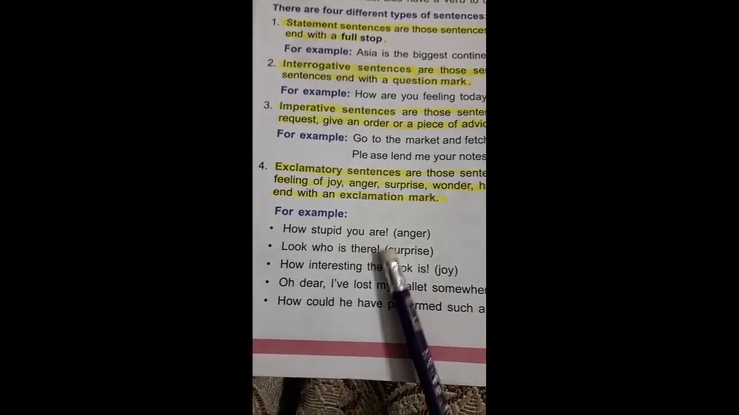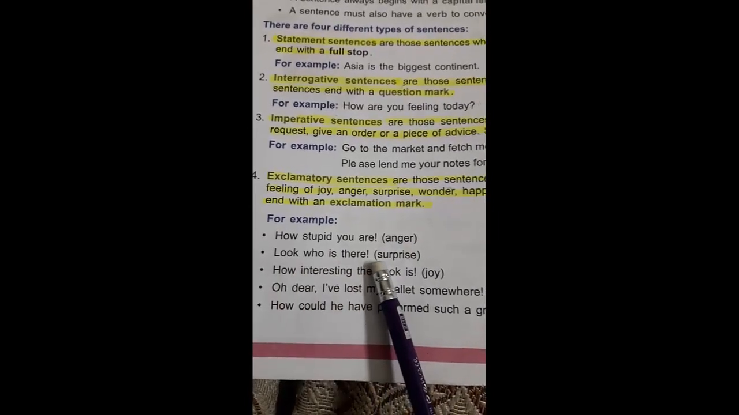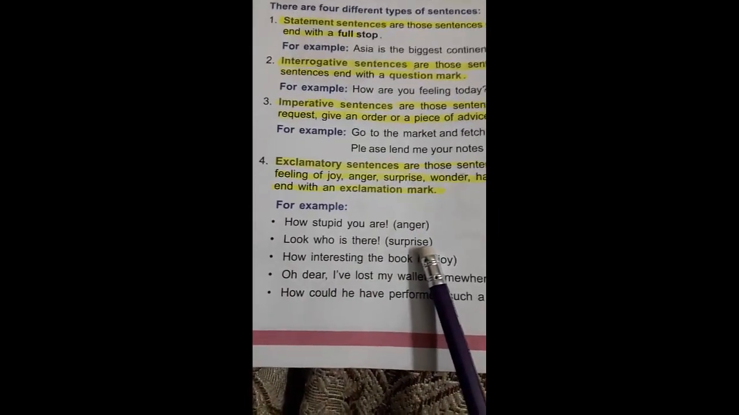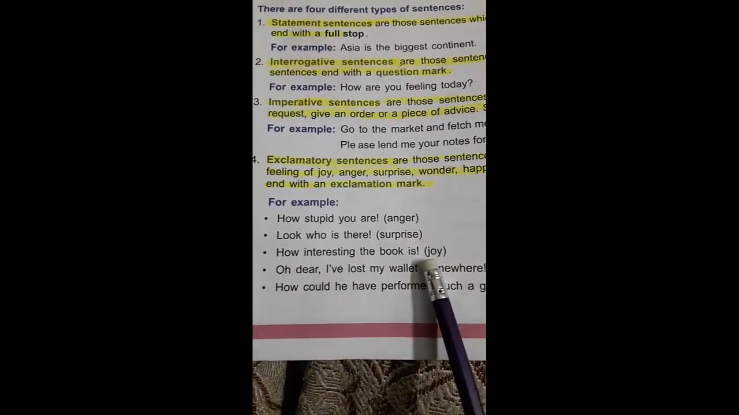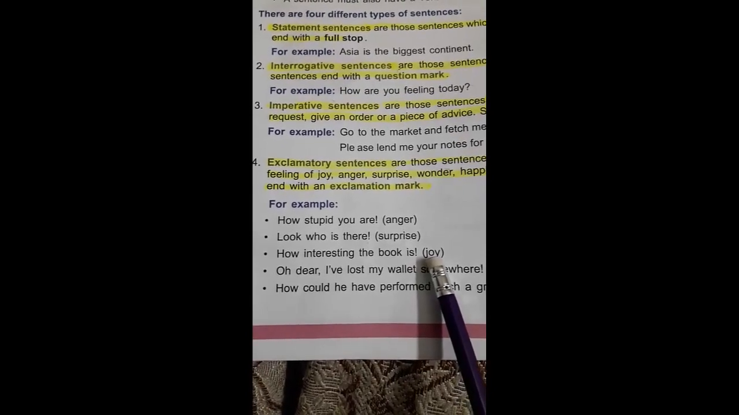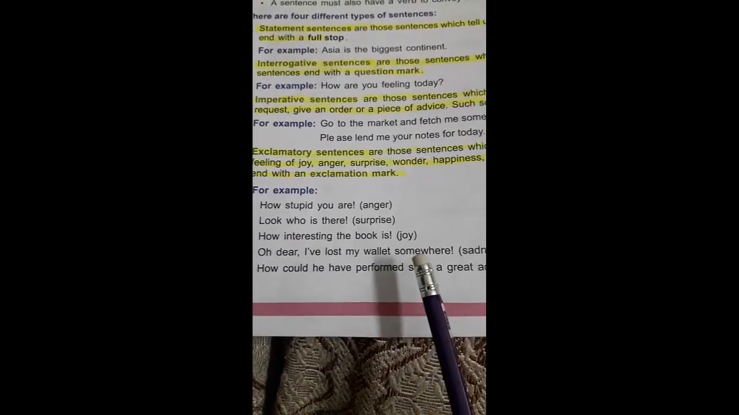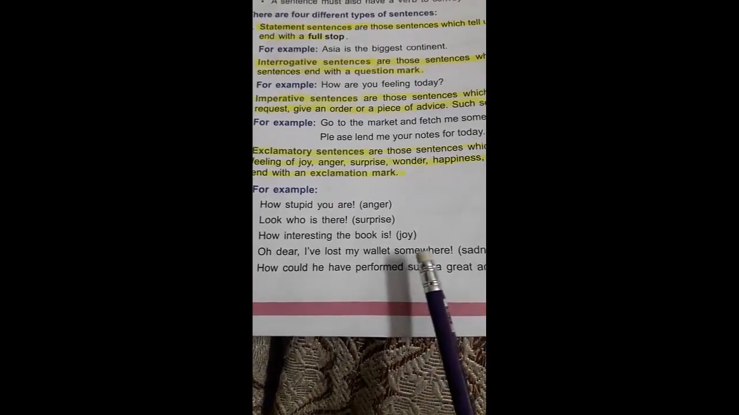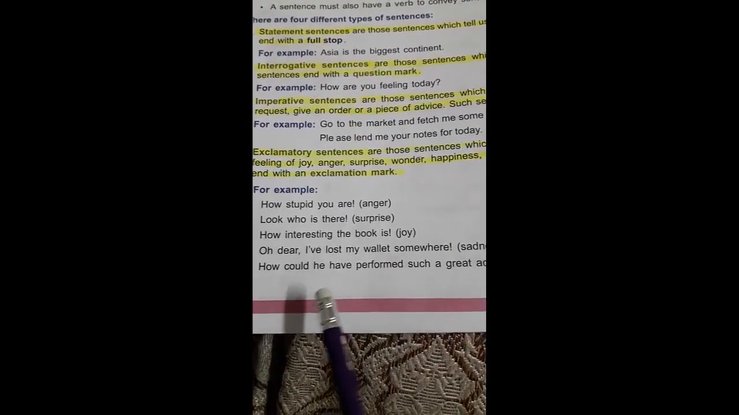In this statement, you can see it is an expression of anger. "Look who is there!" It is an expression of astonishment, surprise. And the next one, "How interesting the book is!" It is an expression of happiness. "Oh dear, I have lost my wallet somewhere!" In this statement, you can see there is a kind of dejection, because the statement shows that I have lost a precious thing.